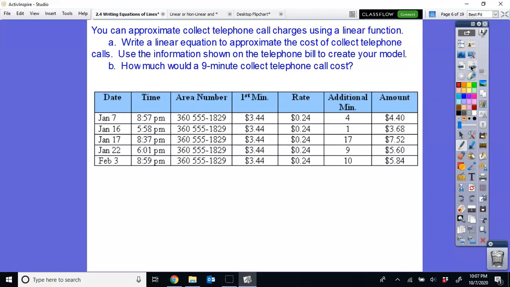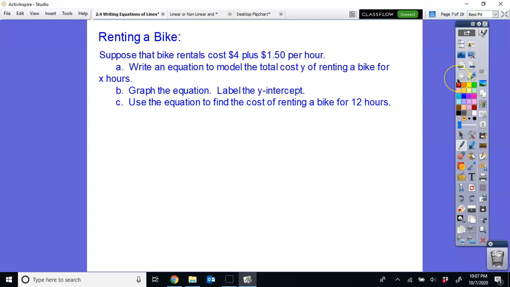All right, here is one for you to try. Don't worry about going through and graphing it yet. We're going to take a look and talk about how the graph of this would tie in, but don't worry about going through and graphing it yet. So what I want you to do is write the equation of the model, and then I want you to use the equation to find the cost of renting a bike for 12 hours. You can pause the video here and try it before I go over it.